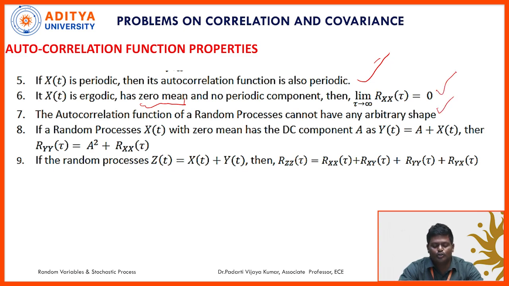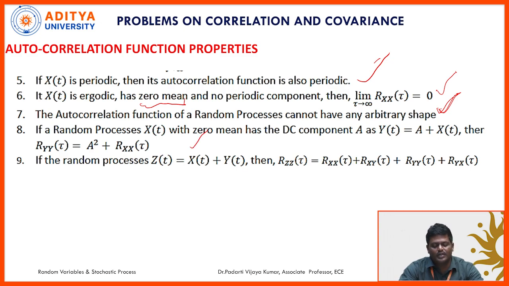The autocorrelation function of a random process cannot have an arbitrary shape. It will have some fixed shape which satisfies the properties of autocorrelation, like the autocorrelation function is an even function, and it will have maximum value at tau equal to 0. Definitely it will have some specific shape which satisfies the autocorrelation properties.